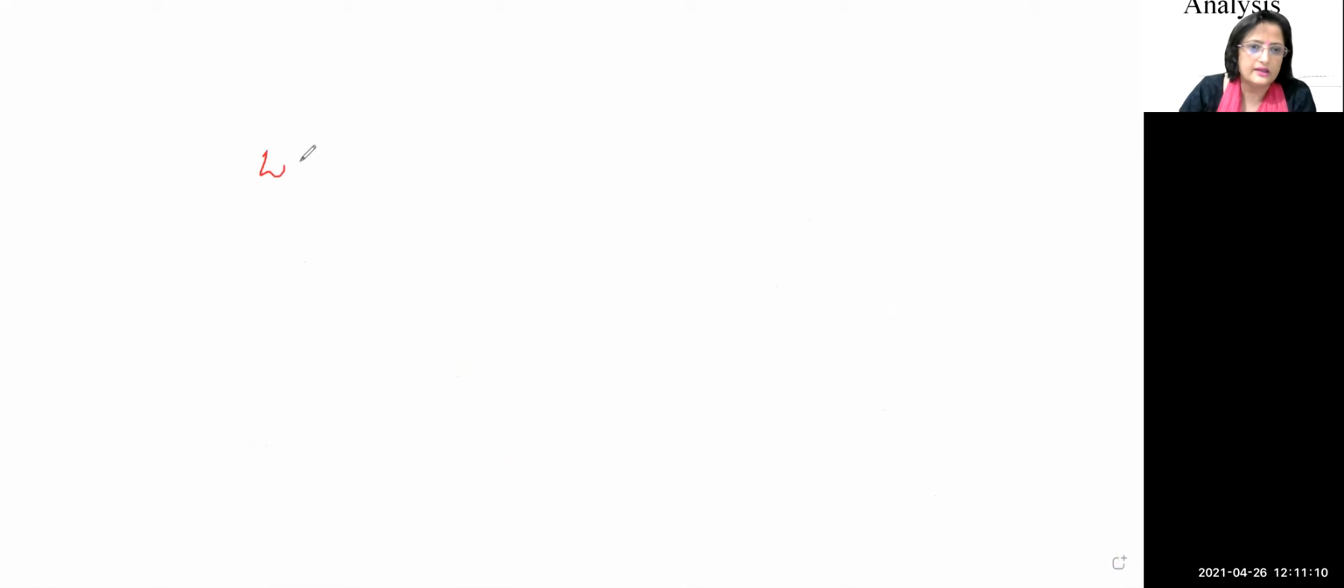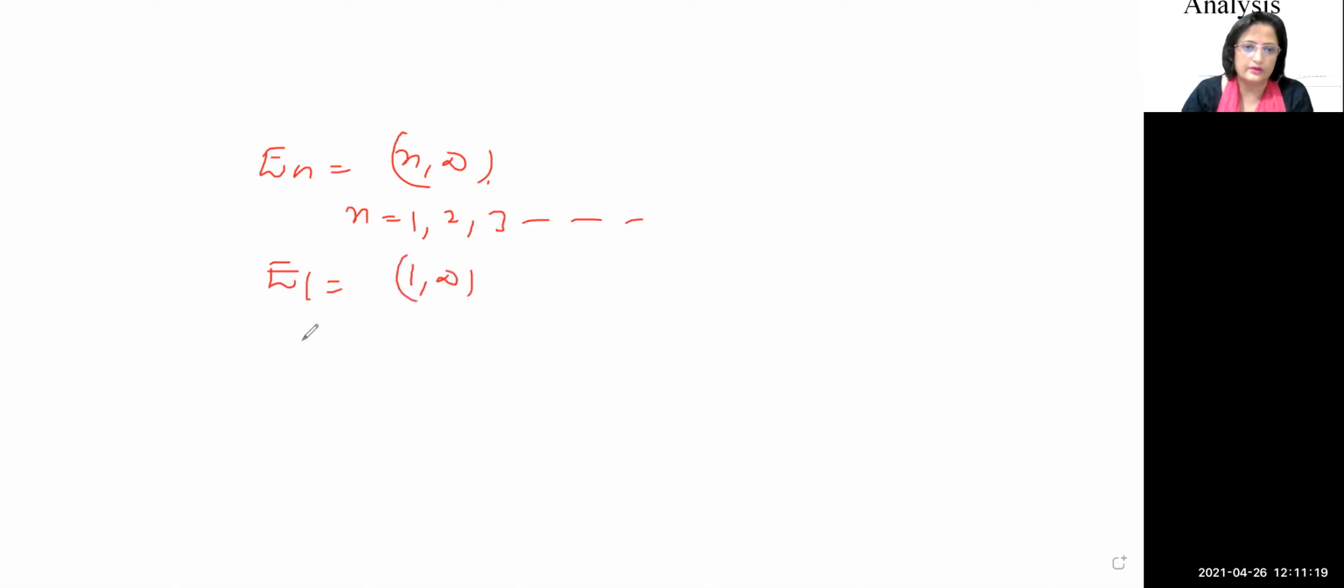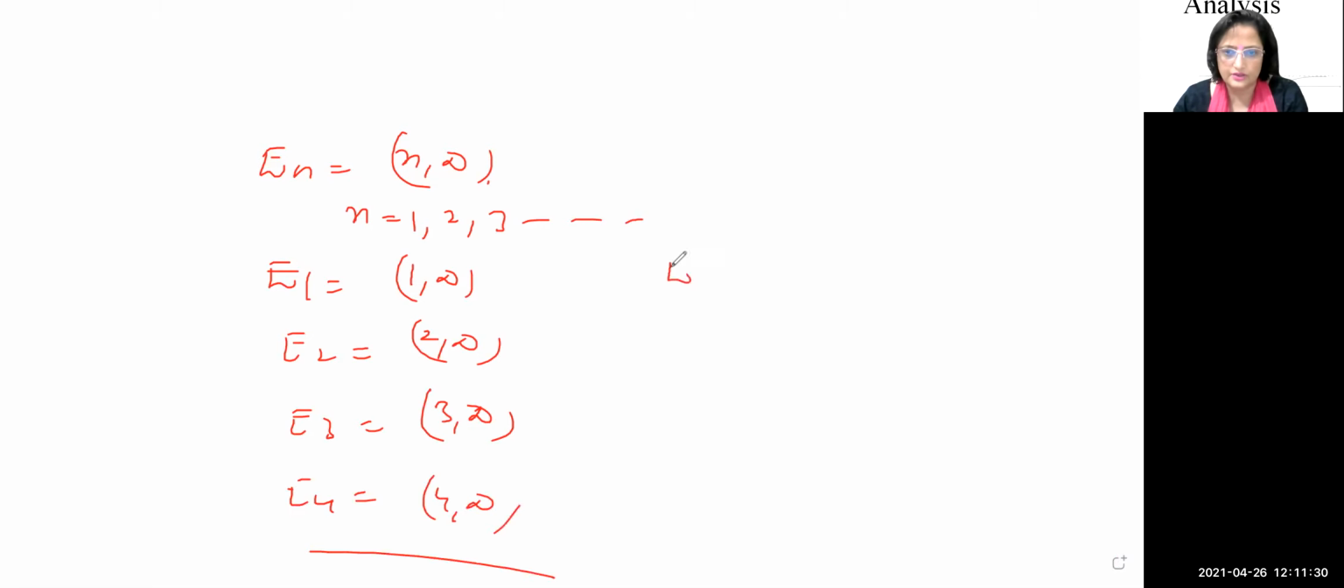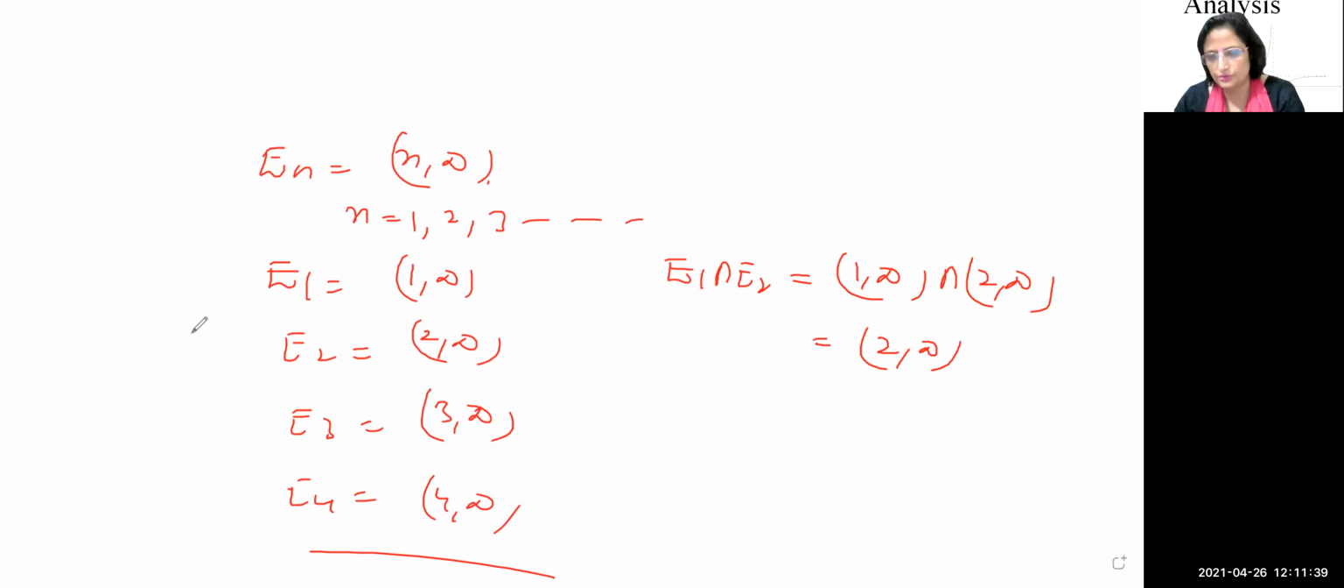So you have En is equal to n to infinity. So you can put n is equal to 1 to 3. So what is E1? E1 is 1 to infinity. E2 is 2 to infinity. E3 is 3 to infinity. E4 is 4 to infinity. So let's take the intersection. E1 intersection E2. That is 1 to infinity intersection 2 to infinity. दोनों के intersection में कौन आया? श्योरली जो छोटा वाला है वही आएगा, 2 to infinity.